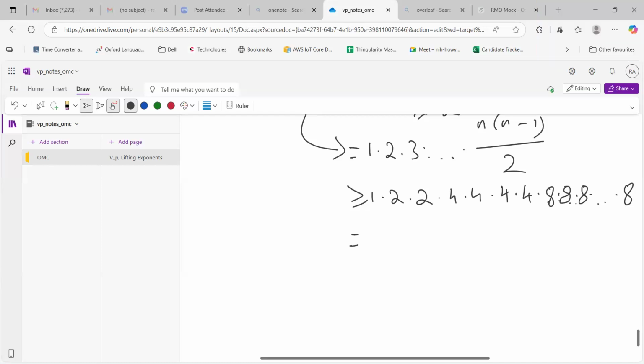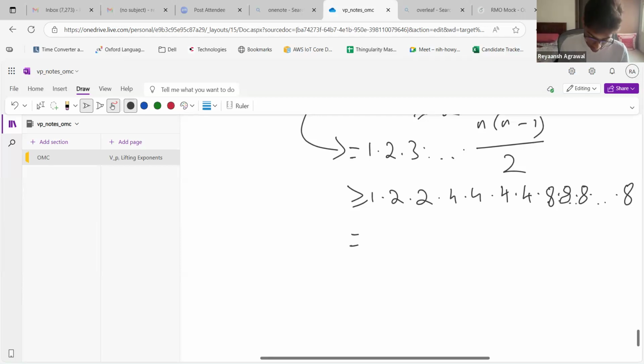We can keep doing this. What is this equal to? We have two twos, so we have one in the beginning, two twos, four fours, and then the rest are eights, right? Yes, sure, we can also do that. But we cannot really do much with v2 of n into n minus 1 by 2, right? Because that's not a very easy expression to handle.